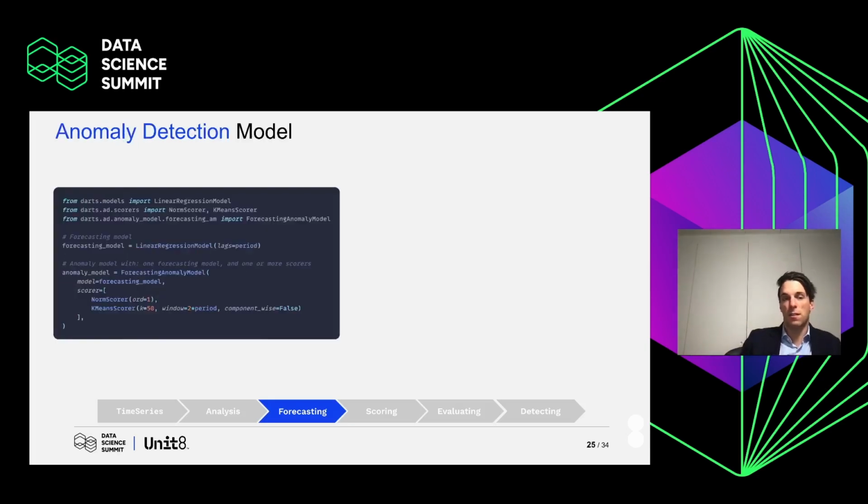In Darts, the definition of an anomaly detection model is very simple. It's composed of a forecasting model and one or more scorers. In our exercise, we're going to use a linear regression model instantiated with certain lags identified as part of the analysis, this period of 130 data points between heartbeats. And as scorers, we're going to use a norm scorer, which is a very simple scorer point-wise comparing the forecasted and the actual time series data. And we're going to use a k-means scorer, which we'll introduce later on to show how it functions.